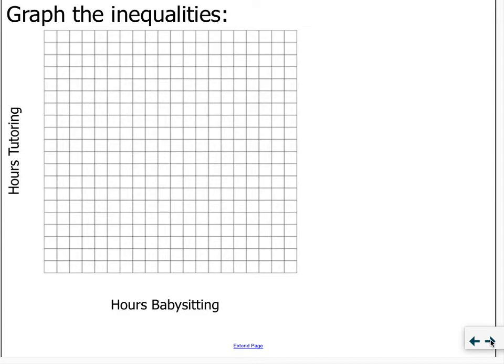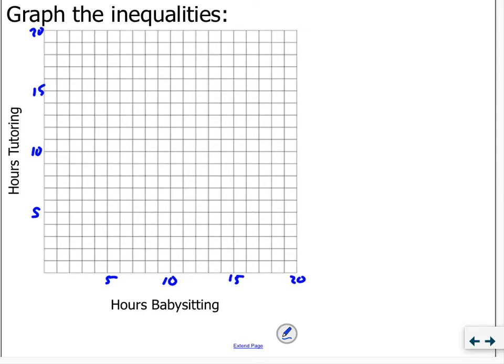If I'm going to set up my axes a little bit, I noticed that my y-intercept went up to 15, so I'll make sure that I go up to at least 15. Let's see, there's 10, 11, 12, 13, 14, 15, and so on up to 20. So maybe going out to 20 on each axis seems pretty reasonable.